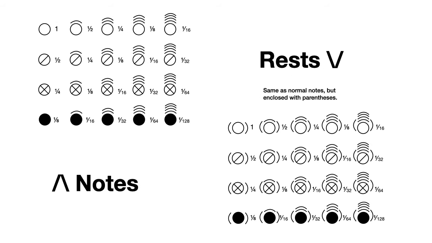Rests are denoted by enclosing a normal note with parentheses, and can be put anywhere on the staff, though preferably in the middle, around D or D sharp.